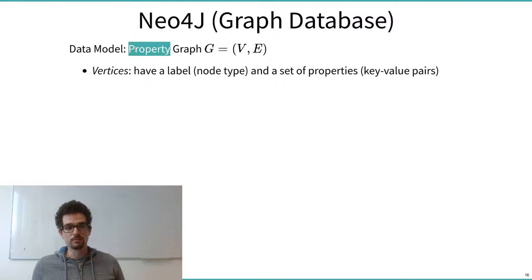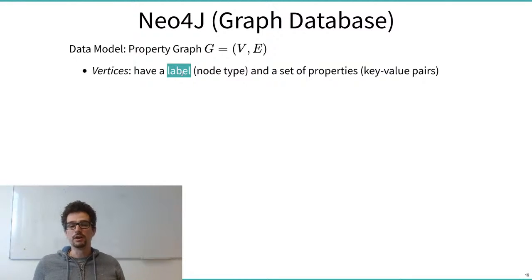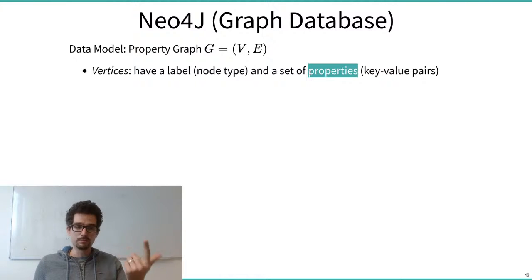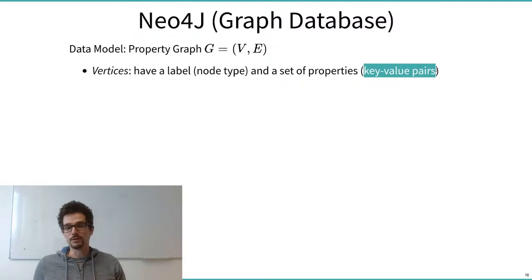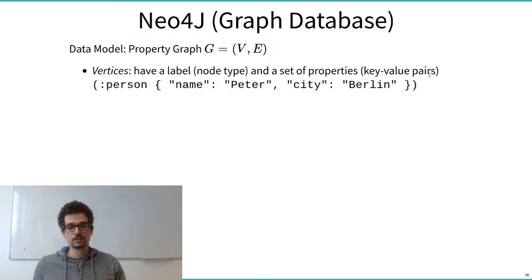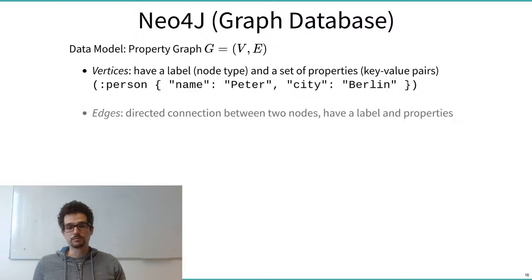The graph model is a property graph, meaning that a vertex has a label, basically the type of the node, and a set of properties, first name, last name, and so on. And these properties are arbitrary key value pairs. For example, this vertex here has the type person, and then a set of properties. The name is Peter, city is Berlin.